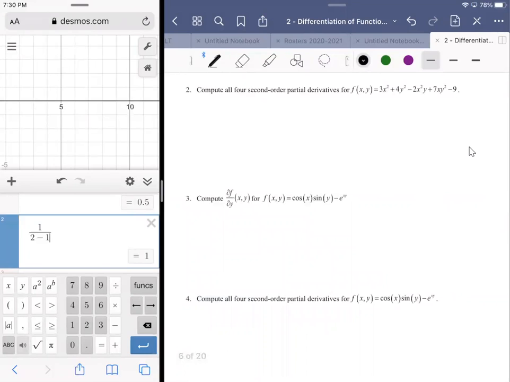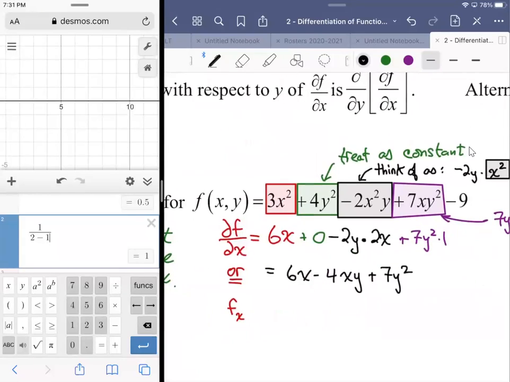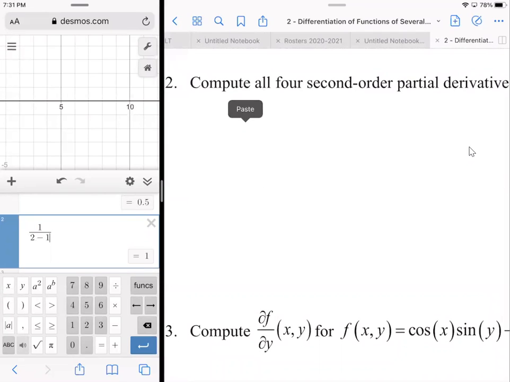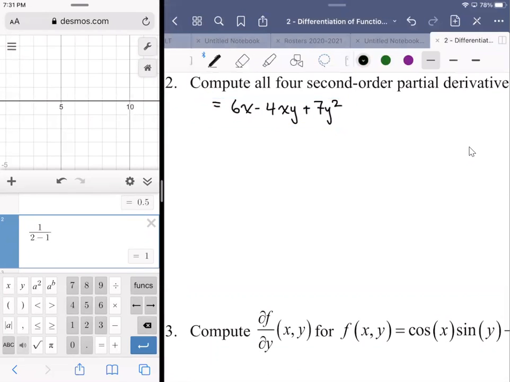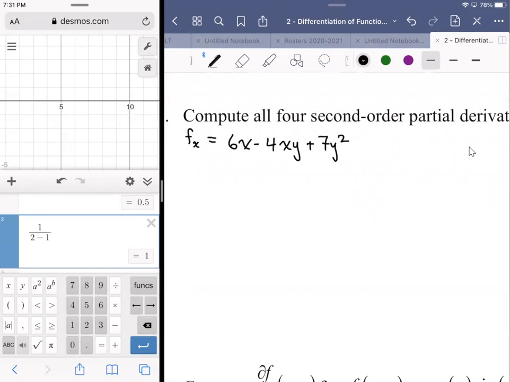So number 2 is all 4 second-order partial derivatives for this bad boy. So this is one of those where you just kind of strap up and get ready. But the good news is, if there is any, we already have the first order partial with respect to x. I'm going to snag that. I'm going to write this as f sub x, the simpler notation.